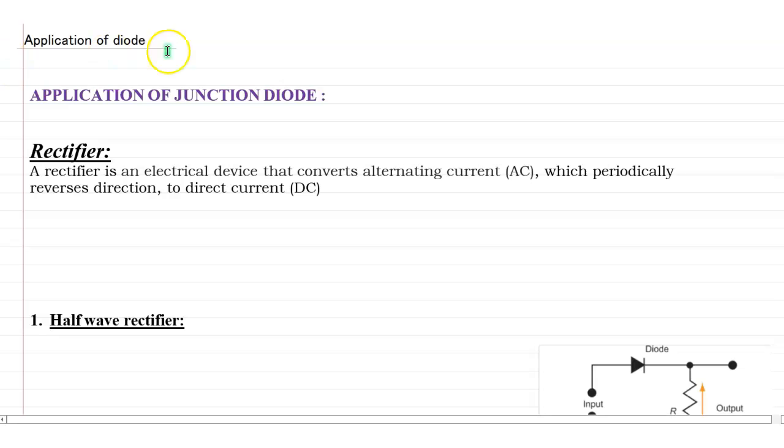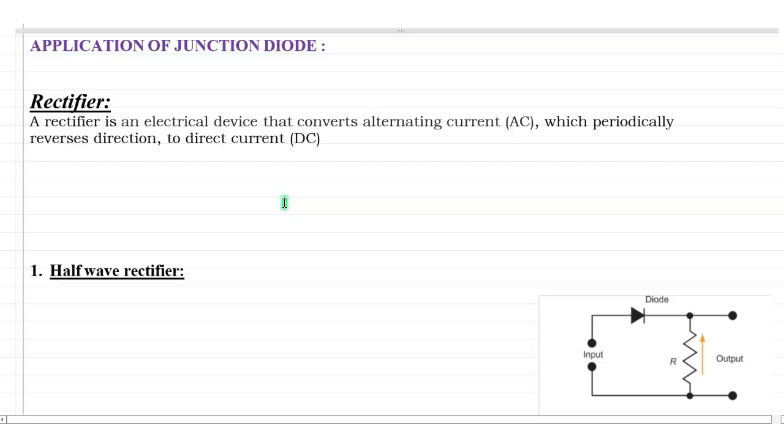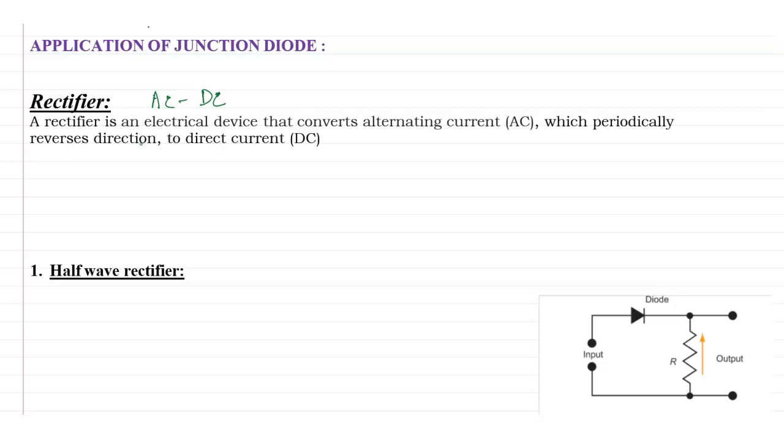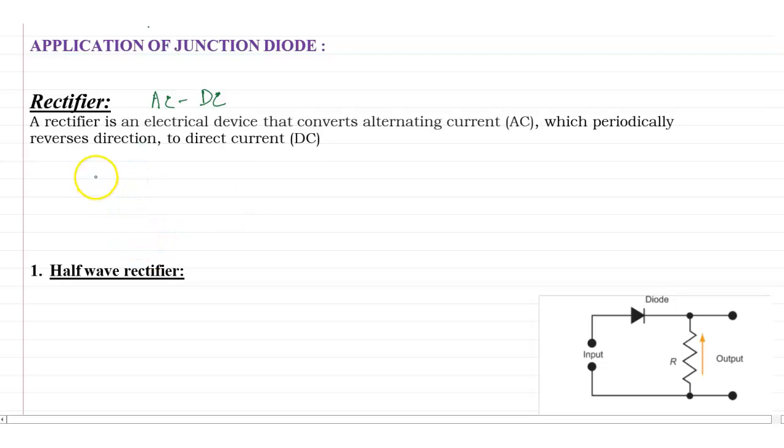The first application of a normal diode is as a rectifier. Rectifier means AC to DC conversion. We know AC means alternating current, alternating voltage, where the direction of current is always changing. We have to convert this AC to DC, and this is known as a rectifier. The AC signal is like this, time versus voltage, and we have to convert it to direct current, meaning the current is always in one direction.